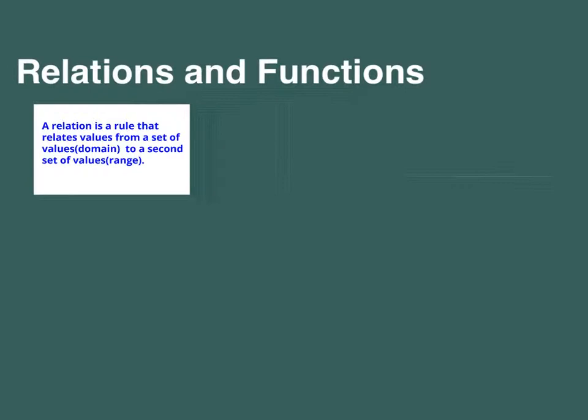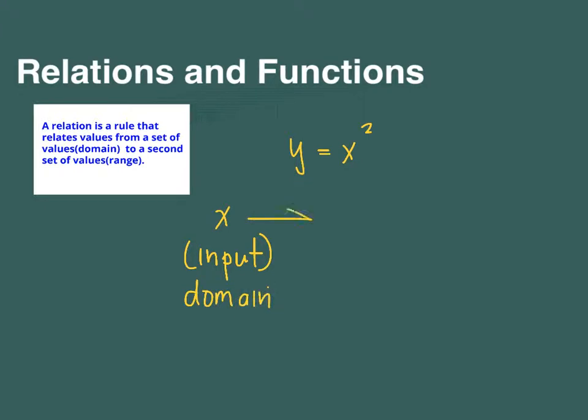An example of the rule could be, say, a given equation or formula that says y is equal to x squared. In this formula, we're going to input, so take note of the word input, values of x, and this will serve as our domain. And if we apply that in the formula y is equal to x squared, then we will get the respective output, which will be our range.